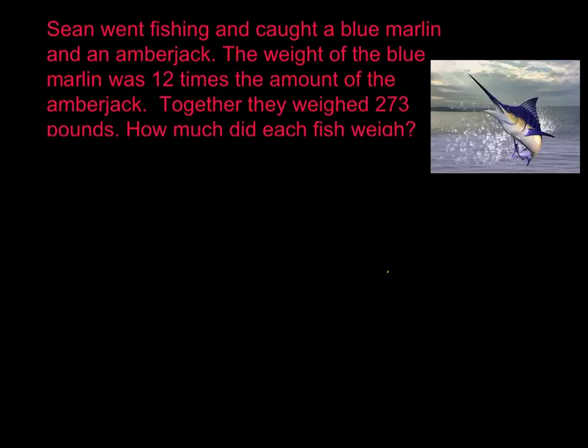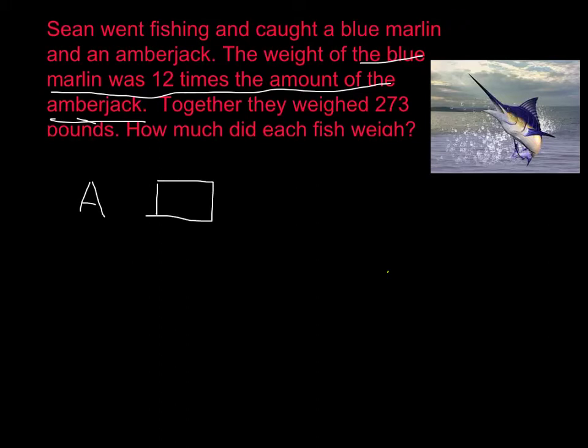Here's the next one. It says Sean went fishing and caught a blue marlin and an amberjack. The weight of the blue marlin was 12 times the amount of the amberjack, and together they weighed 273 pounds. How much does each fish weigh? Well, we have the amberjack and we have the blue marlin. We know that the weight of the blue marlin was 12 times as much as the weight of the amberjack. We don't know anything about the amberjack here, so we're going to represent the amberjack with 1 rectangle.